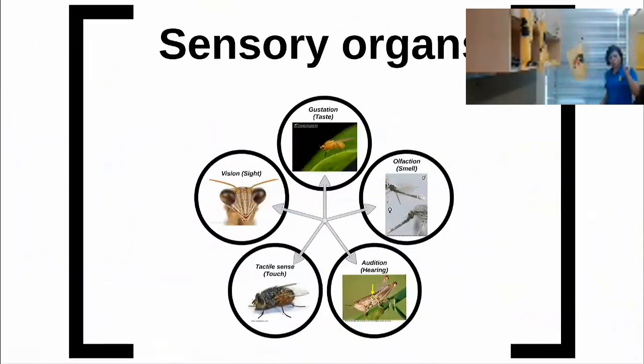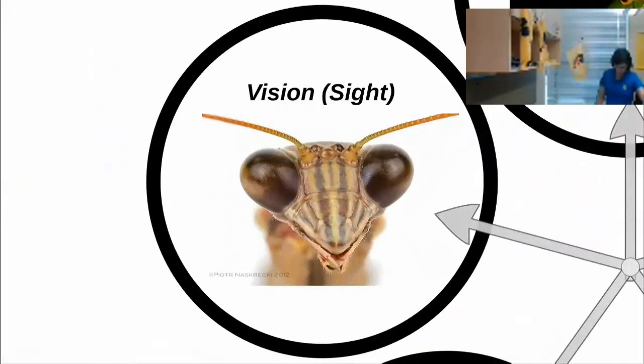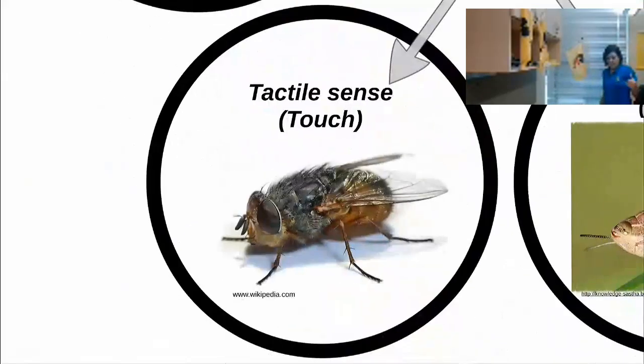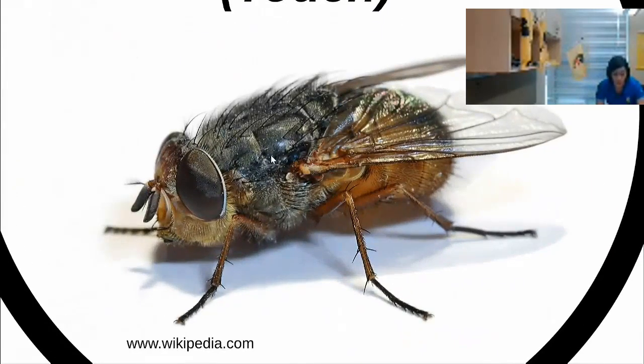Sensory organs. Do insects see? Yes. Do they see colors? Yes. They also have the tactile sense. They feel the touch. And why are flies considered the fastest animal on the planet? Look how hairy it is. Very hairy. So these hairs, the sensilla that they have around their body, on top of their body, will feel the difference in the pressure in the air. So before killing them, they fly away.